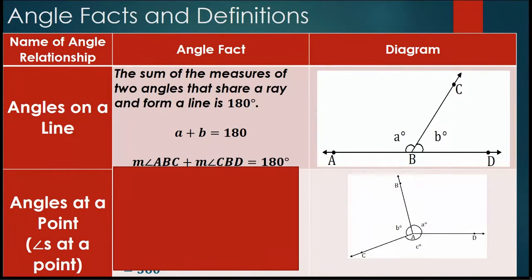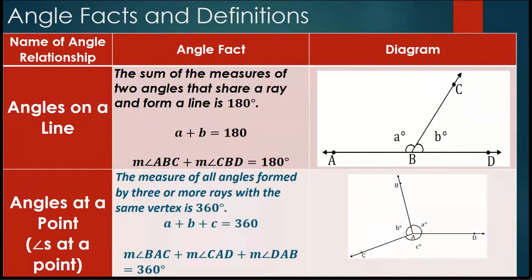Angles at a point. So here, in this diagram, the point is capital A. At this point, if we were to sum all three angles, b, a, and c, we would get 360 degrees, because a complete circle around a point is 360 degrees. So we could say a plus b plus c, or we could say BAC plus CAD plus DAB equals 360 degrees. So, some very important vocabulary for the problems to come.